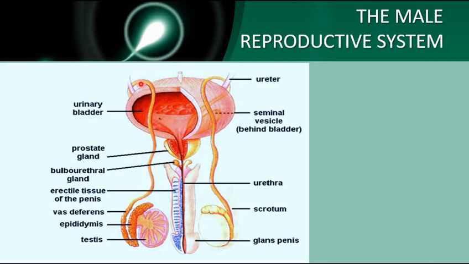Now we have another one, which is the scrotum. What is the function of the scrotum? It houses the testes. When you say that it houses the sperm, that means that the testes are being housed by the scrotum. So the scrotum is responsible for housing the testes.